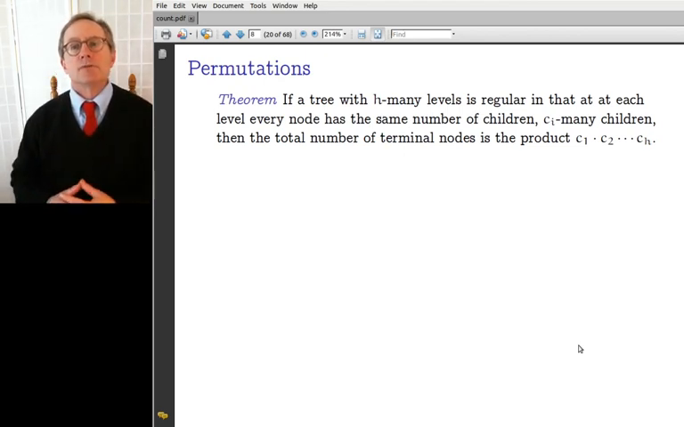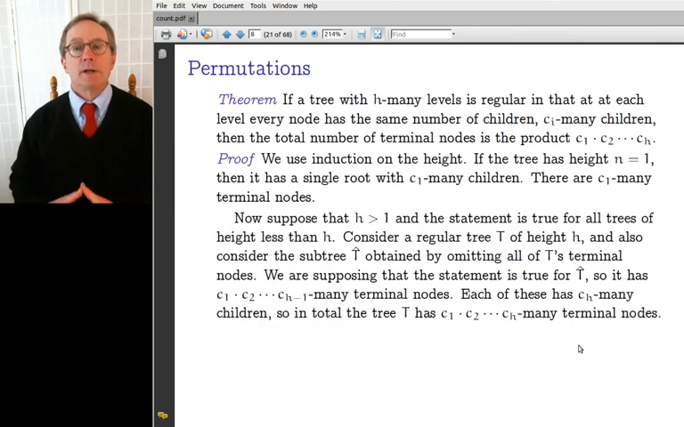Permutations. If a tree with h many levels is regular in that at each level every node has the same number of children, then the total number of terminal nodes is the product of the number at each level, C1, C2, C3, etc.